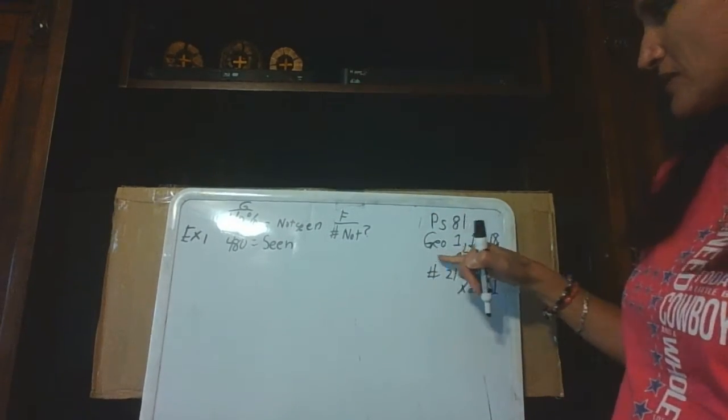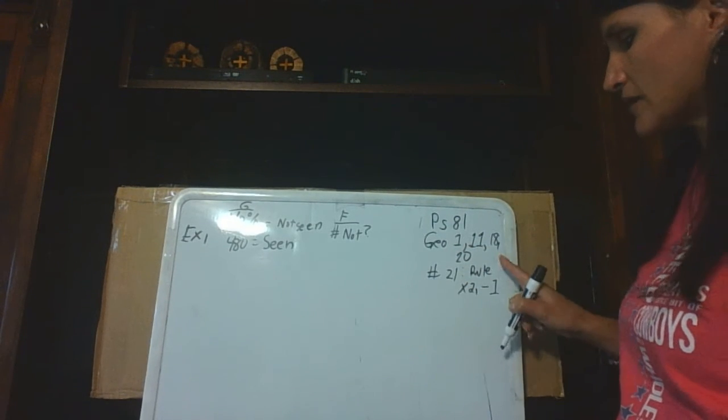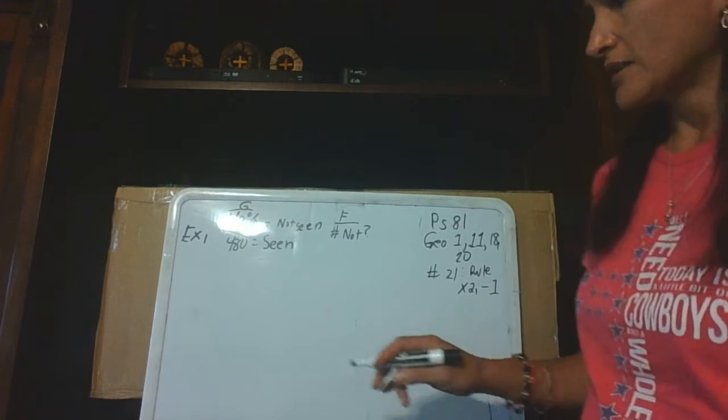The geometry for this lesson is 1, 11, 18, and 20. For number 21, the rule for that is going to be multiply by 2 and subtract 1. Okay? Alright, so to our lesson.